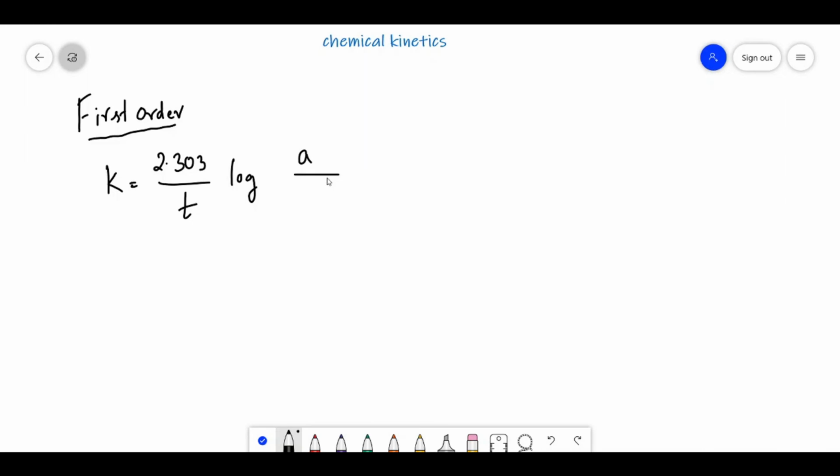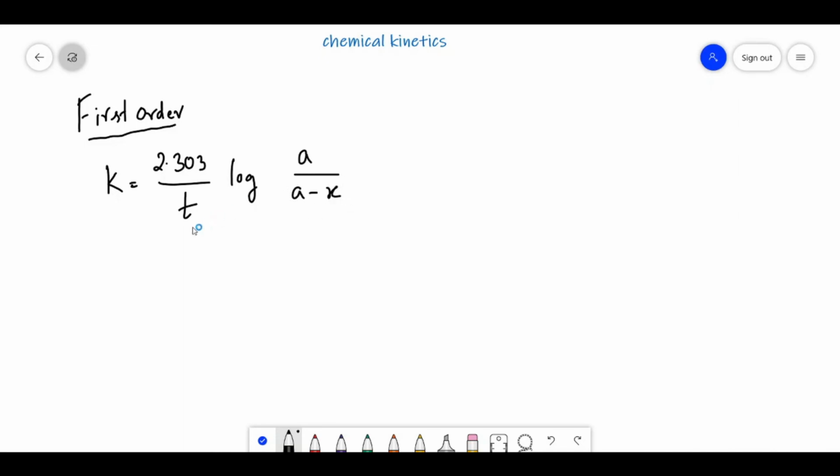Next is the integrated equation for first order, and this first order is very important. In the first order, you can take this equation as I am directly writing the equation. Actually, we have a derivation, so there is no need for the derivation in the objectives. So we have k is equal to 2.303 by t log a by a minus x. So this a is the initial concentration, and this a minus x is the change in concentration.